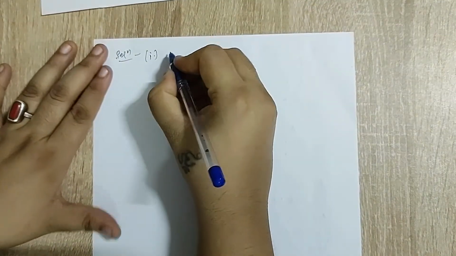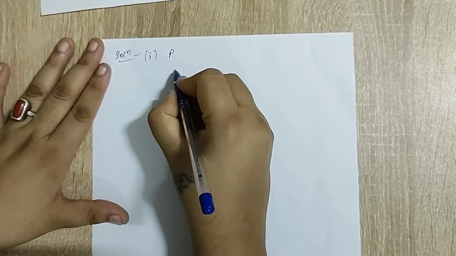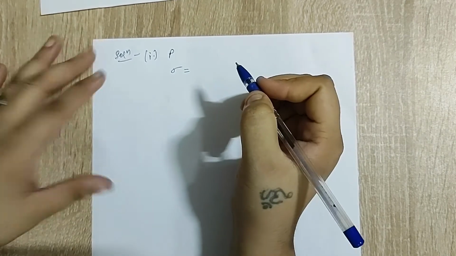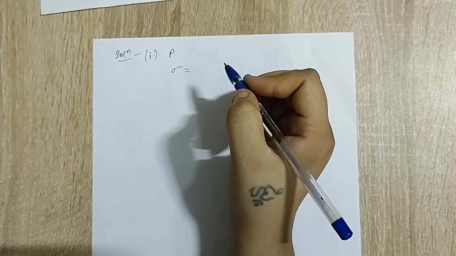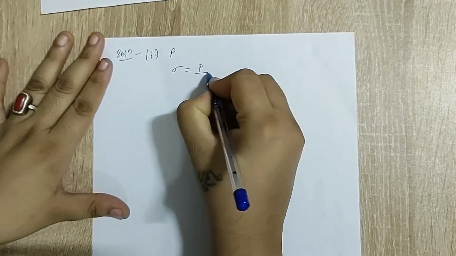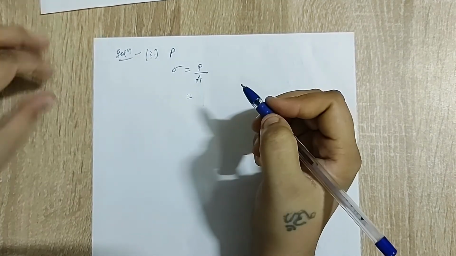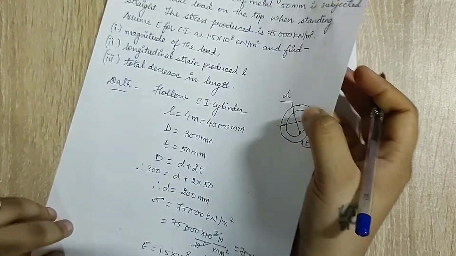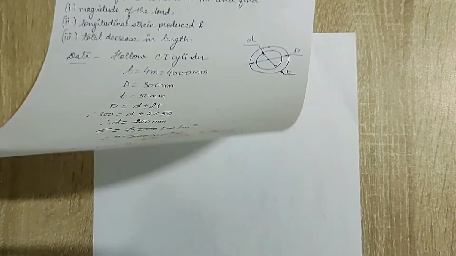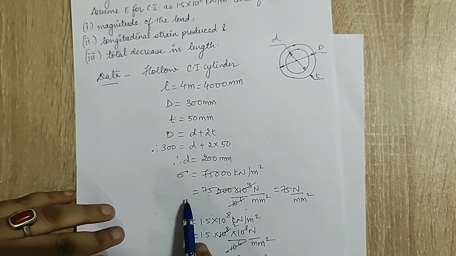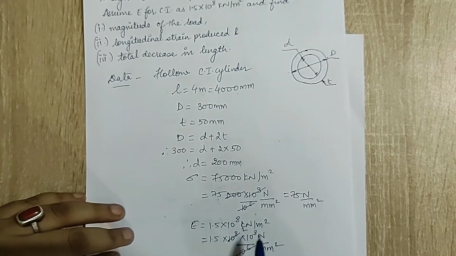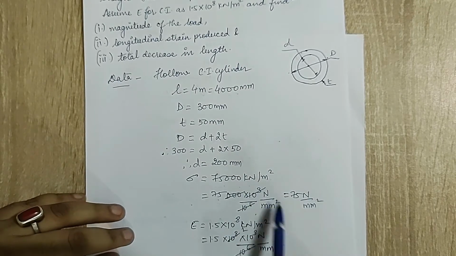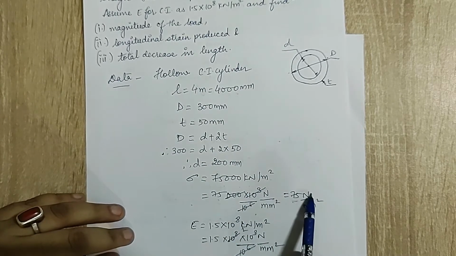The first thing that I need to find is the value of P. Since I know the value of sigma, I can calculate very easily. Sigma is P by A. The value of sigma is known to me as 75,000 kilonewton per meter square, which turned out to be 75 Newton per mm square.